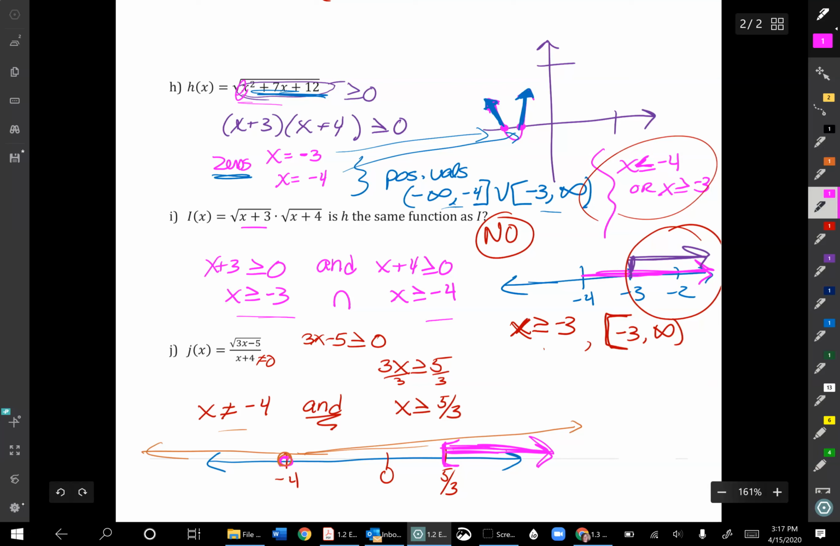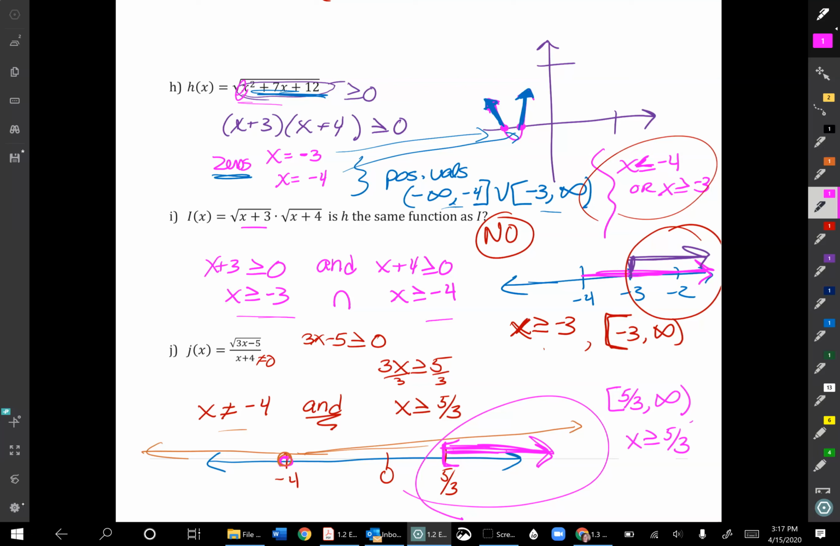So since I really only want the overlap, it doesn't even matter that x doesn't equal negative 4. I don't need to write that. It's all covered here. If I write this in interval notation, I would have 5/3 to infinity, or x is greater than or equal to 5/3. Okay, so those would be your two ways to write that. So I hope that helps. You'll get some domain problems mixed in with homework. It might come a little later on, so you might want to check back and reference your notes.